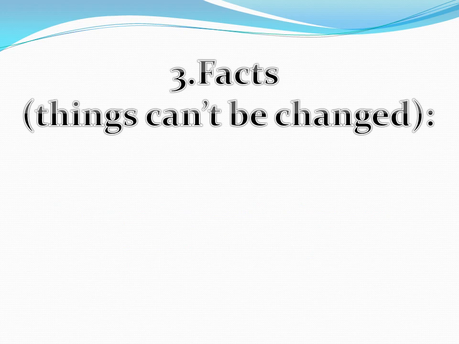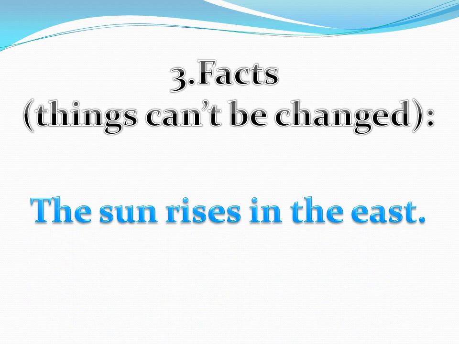Number 3, with facts. Facts means something that you can't change. For example, the sun rises in the east. Every day the sun rises in the east. You can't change it. You can't say, okay, sun today rise in the west, or don't rise. So things that you can't change are called facts.